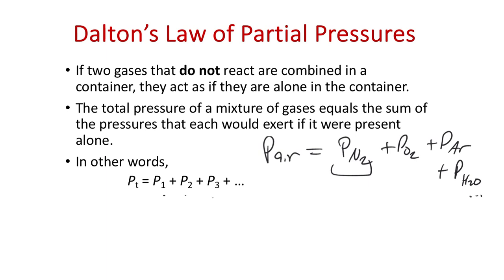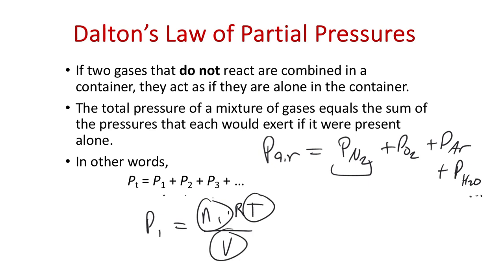And those pressures are just the normal pressures you would calculate using the ideal gas law. You can imagine that the pressure P1 would just be equal to, from PV equals nRT, the moles of 1 times the ideal gas constant times the temperature divided by the volume of the container. So these are just related to the moles of the given components of the mixture. If you have a gas mixture, they're going to be at the same temperature and the same volume container as each other. So the temperature and volume for the entire mixture are the same because they're in the same container at the same temperature.